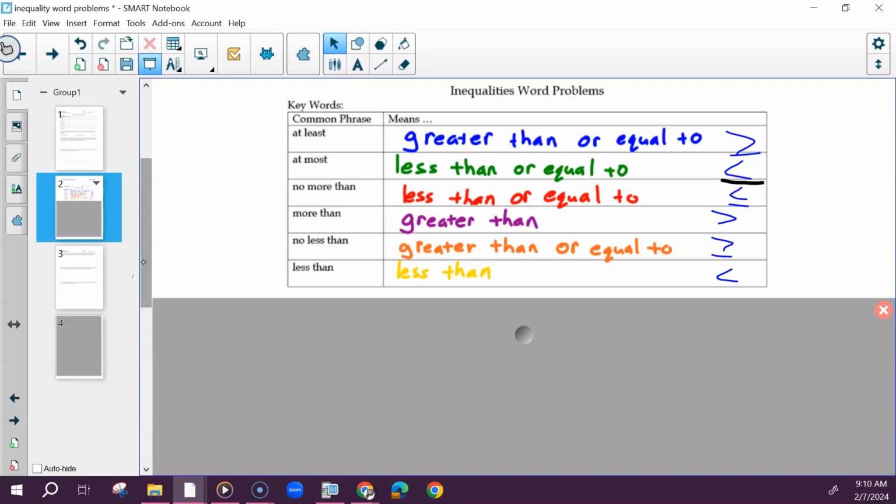One of the examples I just gave for at least. I want to get no less than 10 papers graded today. I'd like to get 10 done, but if I get more done, that's great. And then less than is just less than. If you see that in an inequality word problem, that is your inequality, not subtracting, unless you see it twice, or you see one of the other words and you see less than.